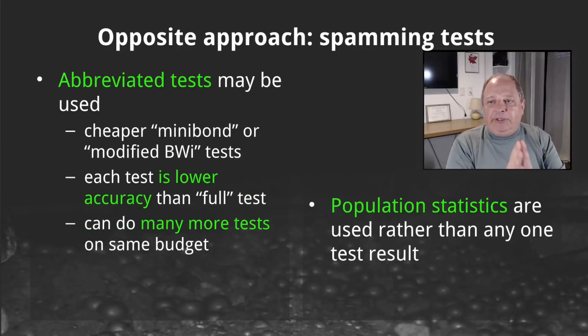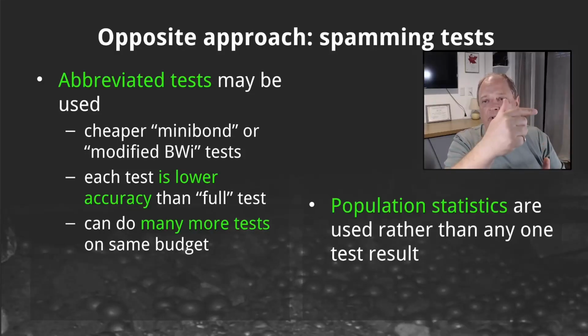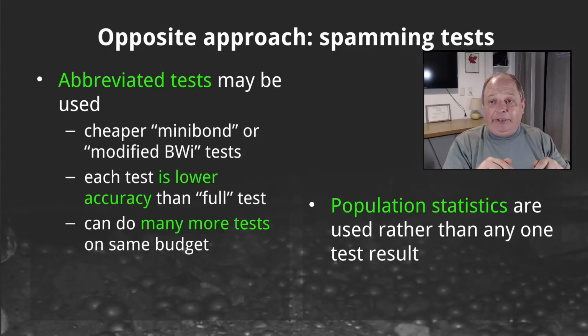So you can use abbreviated tests for this. There are cheaper tests, like mini bond is one example. Modified ball mill work index is another example. Each individual determination of these tests is lower accuracy than the full test. So instead of being plus or minus half a work index unit, it might be plus or minus 2 work index units. So you've got bigger uncertainty bars on each individual determination that you've done. But you can do lots more of them for the same budget.